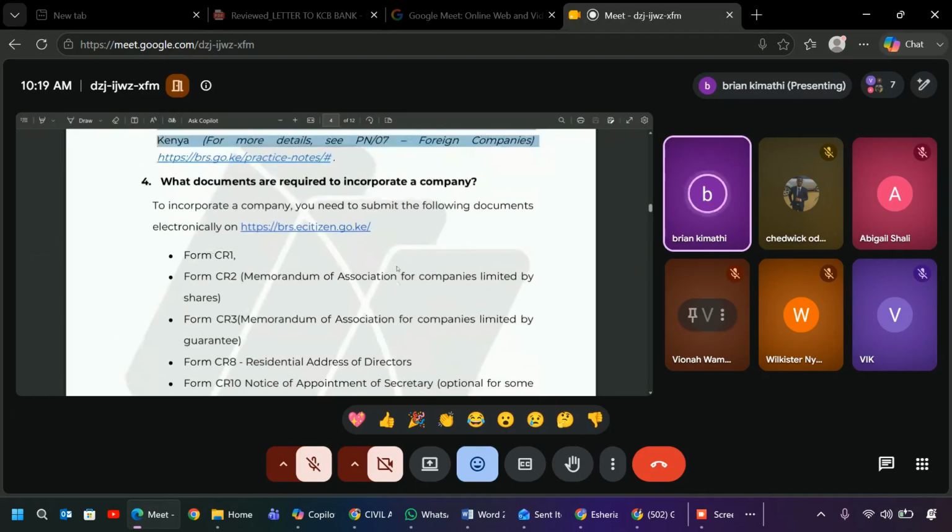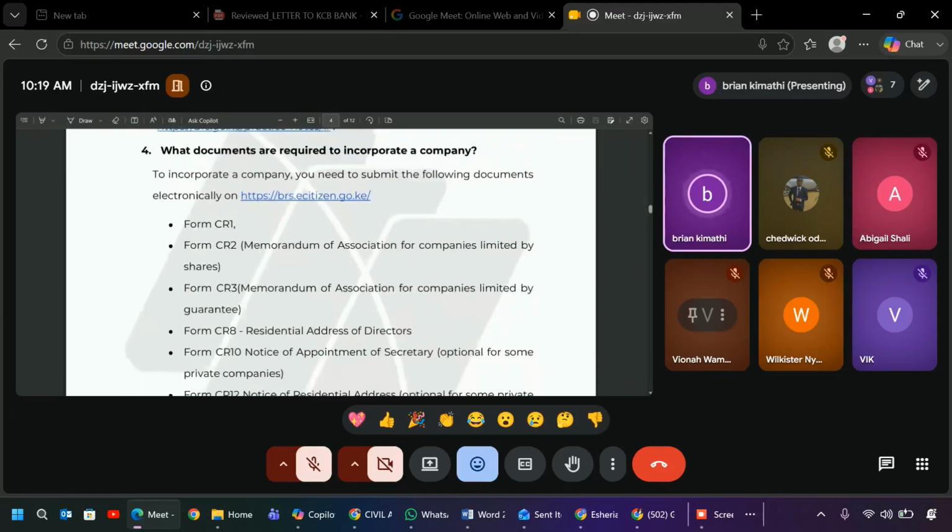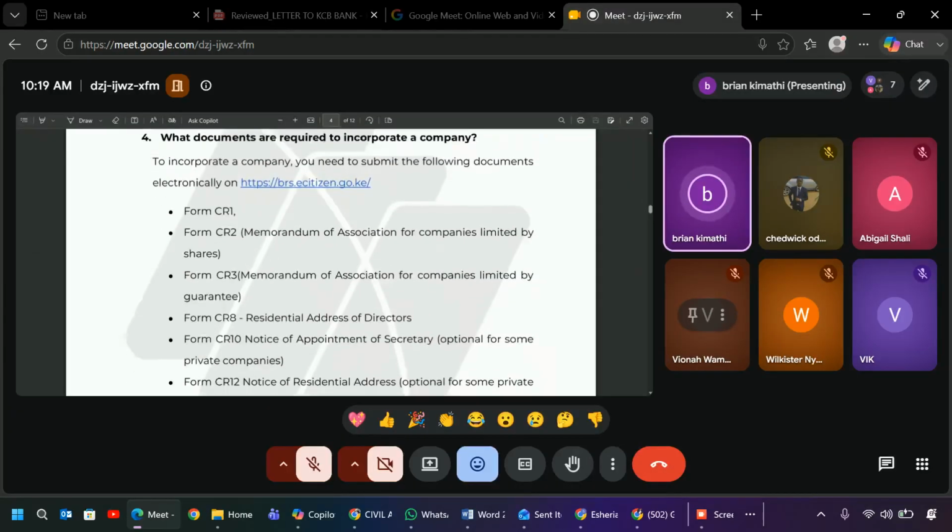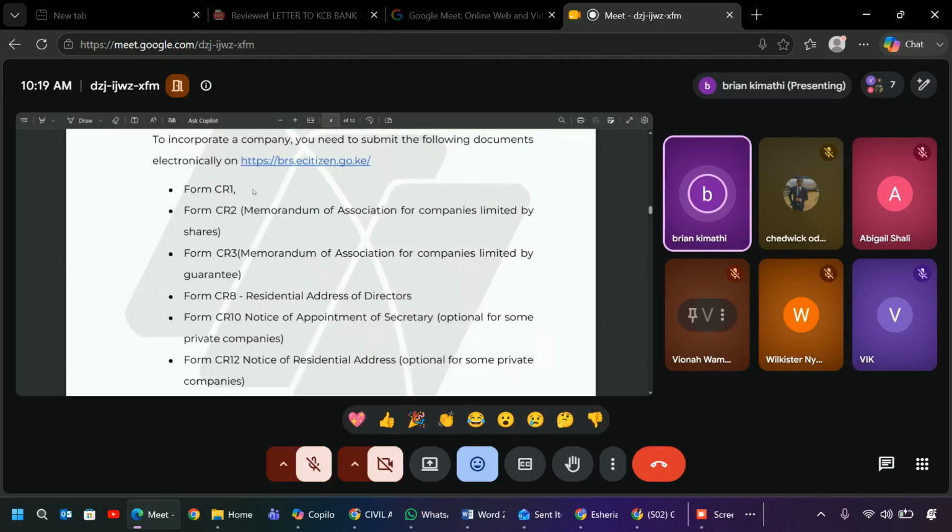What documents are required to incorporate a company? To incorporate, you need to submit the following documents electronically. Form CR1, we have seen it. These are the promoters. Form CR2, memorandum of association for companies limited by shares. Form CR3, memorandum of association for companies limited by guarantee. So for companies limited by guarantee, this is where we enter that 6 million. We come and say these are the 6 members who have agreed to subscribe.